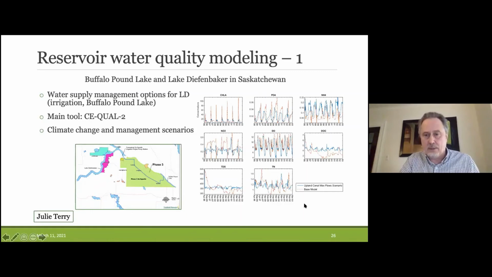Here's, for instance, an example where a baseline model, the current situation, is compared to one of these water management scenarios, looking at parameters such as chlorophyll a, phosphate, ammonia, dissolved organic carbon, dissolved oxygen, nitrate, total dissolved solids, and TN. If you look at the various curves, particularly for nitrate here, you see that the large fluctuations in the base scenario are much more attenuated in one of the proposed management scenarios.